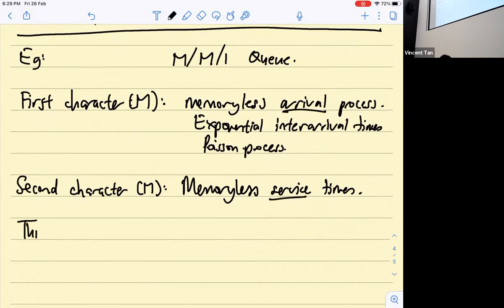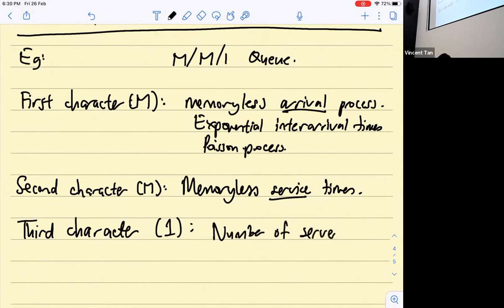The third character here, in our example, is 1, and this denotes the number of servers. So at a particular point in time, when I walked into the bank, there was only one available teller. The rest were all sleeping. Of course, this is a very, very simple process.